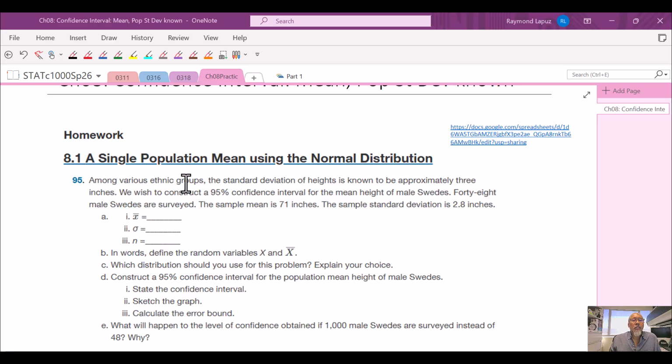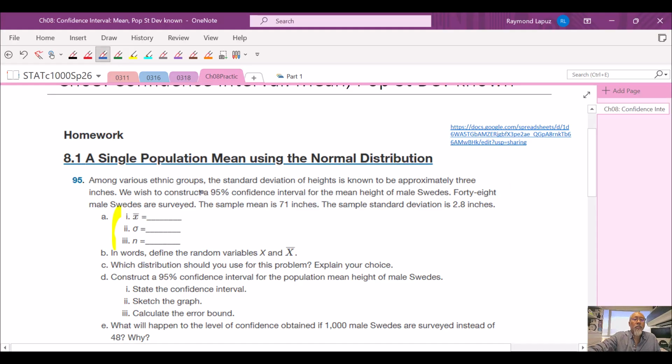It says, among various ethnic groups, the standard deviation of heights is known to be approximately 3 inches. We wish to construct the 95% confidence interval for the mean height of male Swedes. 48 male Swedes are surveyed, and the sample mean is 71 inches, and the sample standard deviation is 2.8. All right, just by reading through this stuff, before we answer it, we can see the things that we're going to need, but I want to write down on the side what we have.